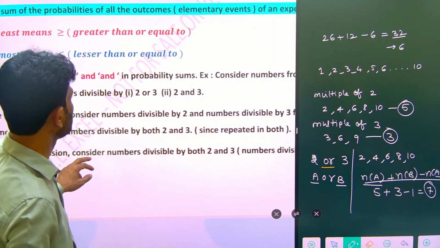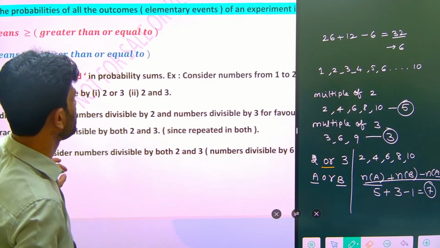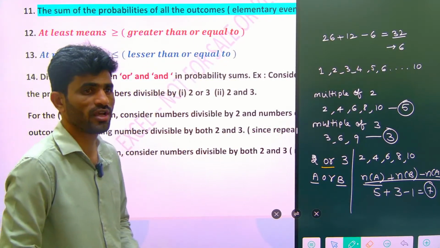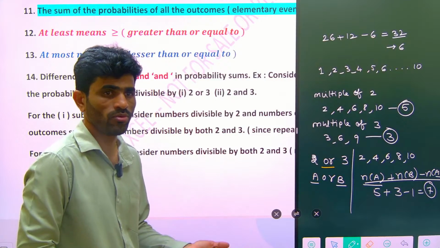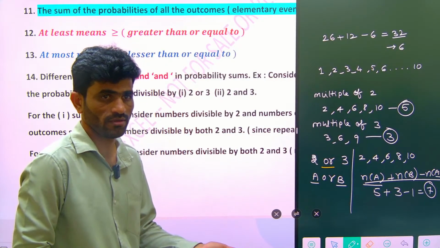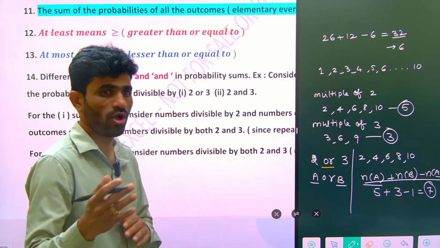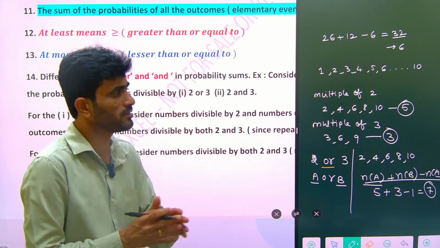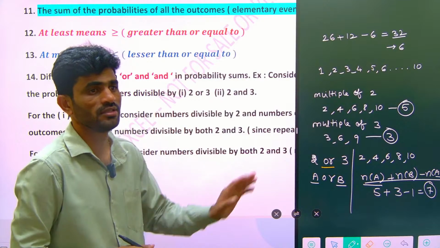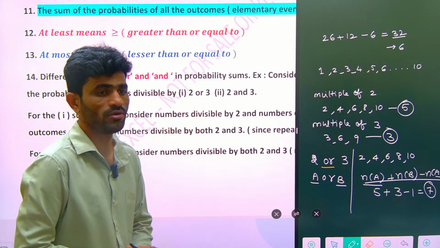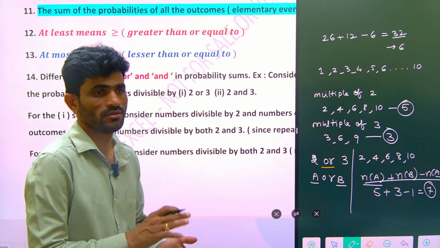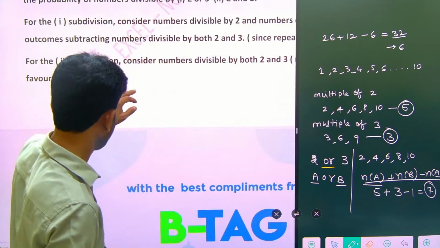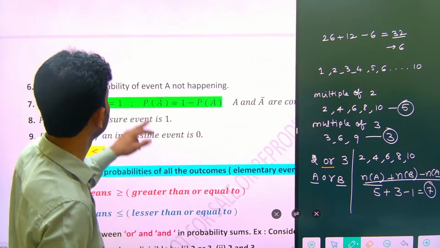Subdivision, consider numbers divisible by 2 and numbers divisible by 3. Same again. If they ask you to find the probability of getting numbers divisible by 2 or numbers divisible by 3, all the numbers divisible by 2 and all the numbers divisible by 3 are counted, and those divisible by both should be subtracted. Whenever OR comes, first method; AND comes, second method. Separately you find out, common values you have to find out, then find the total number of favorable outcomes. Understand? Okay, this is enough in probability.